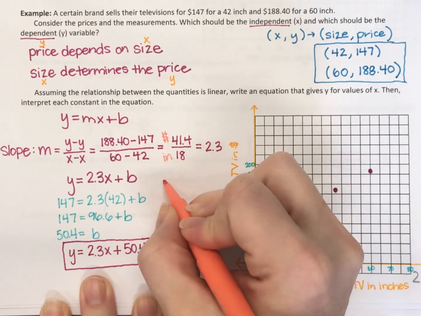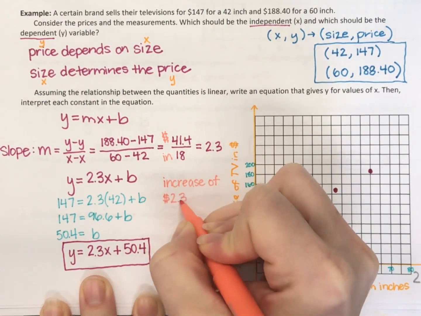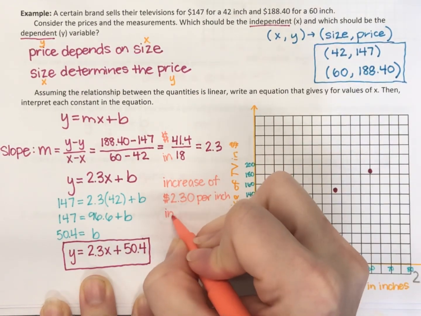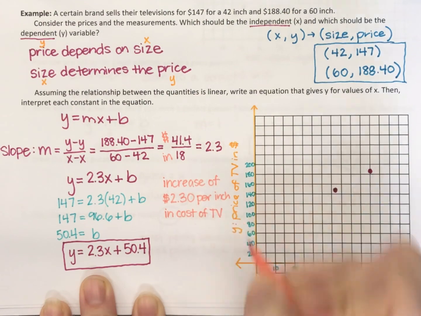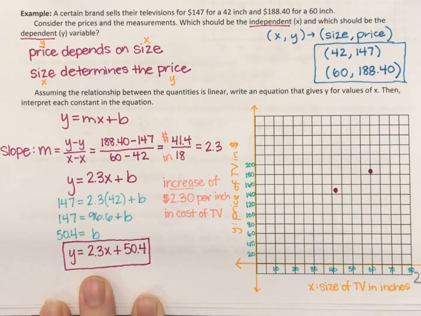And so if I were to write that in a complete sentence, I would say something like, I should expect to pay an extra $2.30 per inch when I'm buying a TV. And I also included that word increase. There will be some examples where we have a negative slope, and that would talk about a price drop maybe. But that's important to mention too.